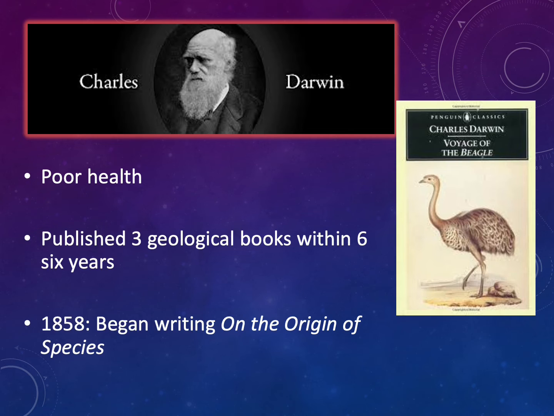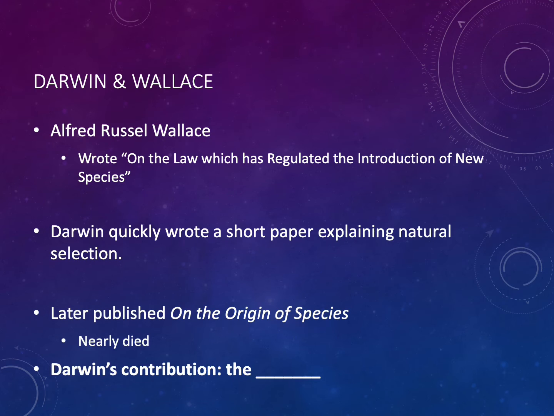Darwin suffered from a lot of poor health, but somehow he managed to publish 3 geological books within 6 years, and in 1858 began writing on the origin of species. However, Alfred Russel Wallace also was writing and thinking about the concept of natural selection. Once Darwin realized this, he quickly wrote a short paper explaining natural selection so that Wallace would not scoop him. He later published On the Origin of Species, but he nearly died due to a sickness that's a little bit unknown and also had to do with a lot of anxiety because he was going against his family by talking about evolution.